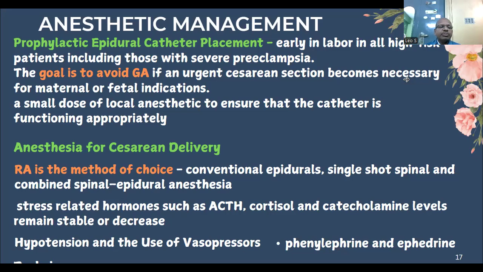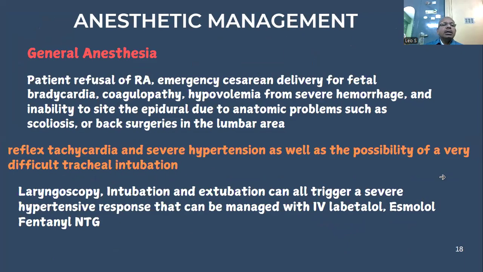Conventional epidural, single shot spinal, combined spinal epidurals are techniques. Stress-related hormones such as ACTH, cortisol, catecholamine levels remain stable whenever you plan for regional techniques. Hypotension and use of vasopressors. Hypotension is very commonly come across, and among the vasopressors, ephedrine is preferred. Phenylephrine could be tried in patients who have a heart rate of more than 120 per minute.